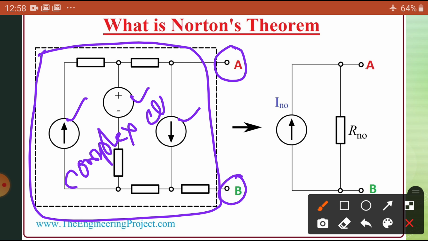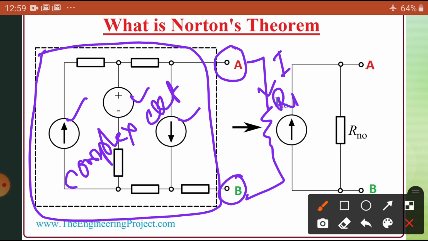Okay, complex circuit. Now, I want to know, if I connect one resistance, one load here, what is the current here. Suppose I connect R1. Then if I remove R1 and connect R3 across the AB terminals, I can find the current in R3 also. If I connect R4, I can easily calculate it.